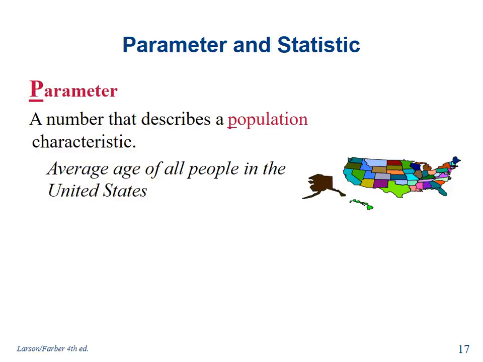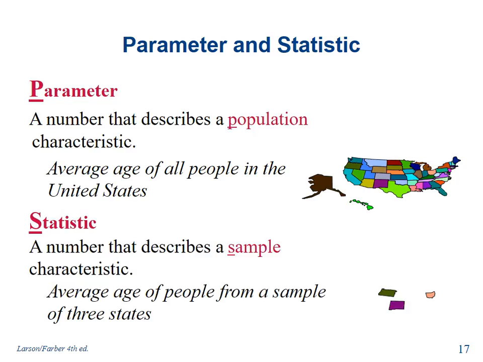Parameter, and don't write any of this down. When we get to these examples, don't. A number that describes population characteristics, like the average age of all people in the United States, that would be a parameter. Statistic: a number that describes sample characteristics, like the average age of people from a sample of 3 states.